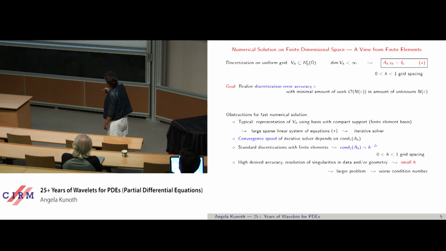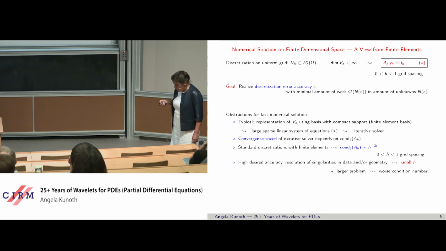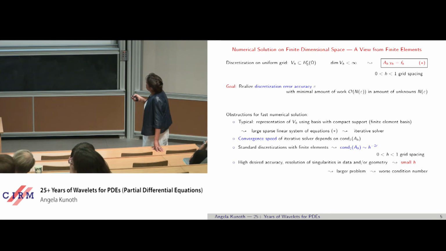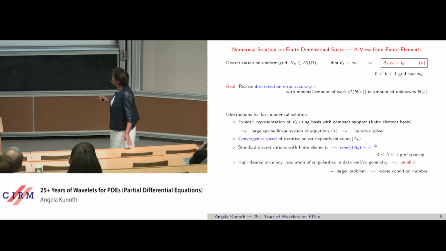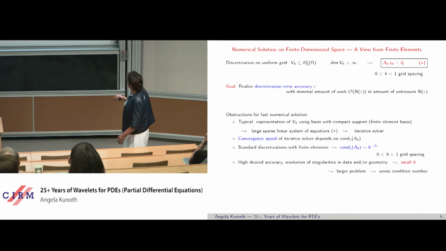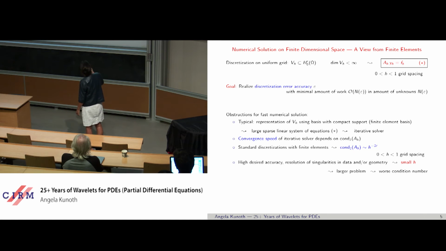But well, if you want to do a fast numerical solution, if you represent this space V_h using a basis with compact support, for instance, a finite element basis, just hat functions in the case of the Laplace operator, you end up with a large sparse linear system of equations. That means that you should use an iterative solver. But the convergence speed of the iterative solver depends on the spectral condition number of this operator A. And the standard discretization with finite elements unfortunately gives you that the spectral condition number is proportional to h to the minus 2r. That means the smaller the h, the larger the spectral condition number.